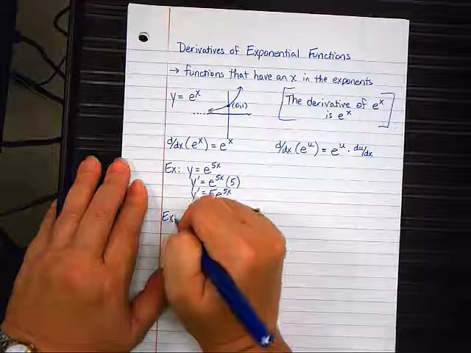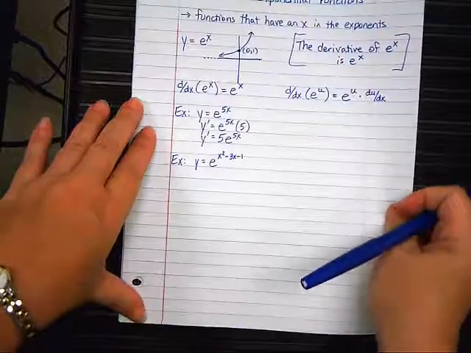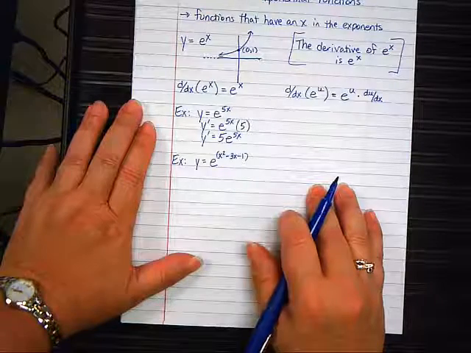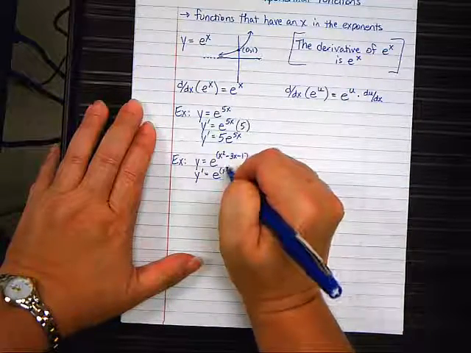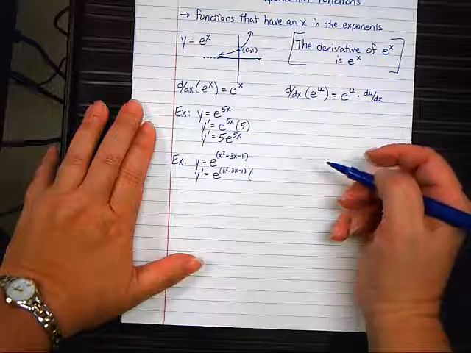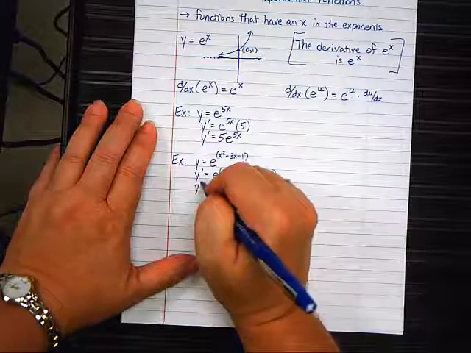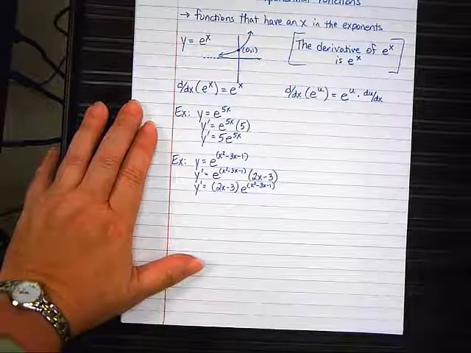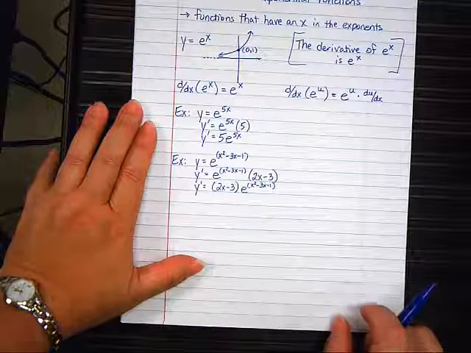Okay, the next one. y equals e to the x squared minus 3x minus 1. That whole thing is the exponent. To take the derivative, y prime, copy and paste e to the x squared minus 3x minus 1. Then you multiply by the derivative of the exponent, which would be what? It's 2x minus 3. Now, some books will stop and leave the answer like that. Some books will take and move the 2x minus 3 to the front, then e to the x squared minus 3x minus 1. So either way, in the back or in the front. Any questions?